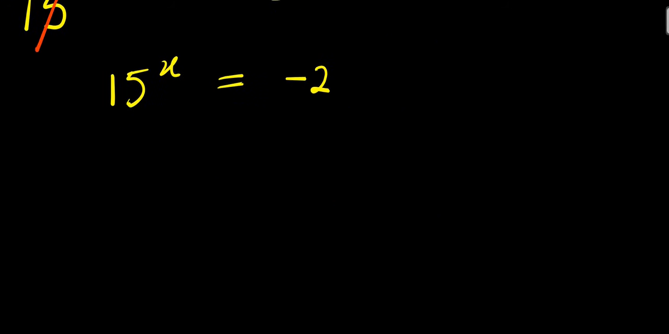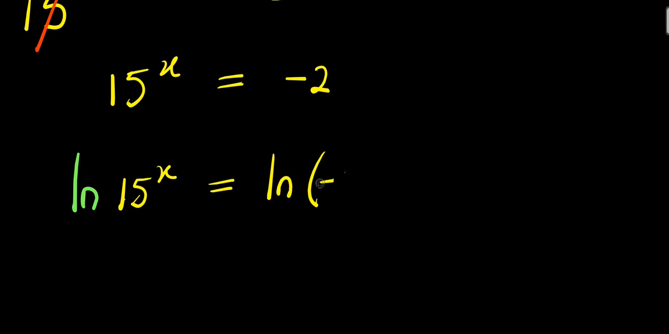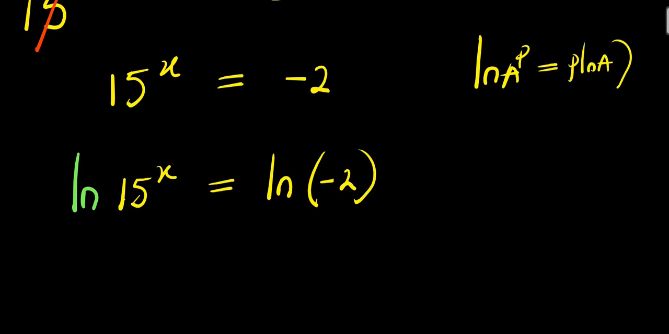So I can apply natural log. I have natural log of 15 power x equals natural log of negative 2. So we need to find the value of natural log of negative 2. But before then, consider this. If you have natural log of a power p, this equals p times natural log a.